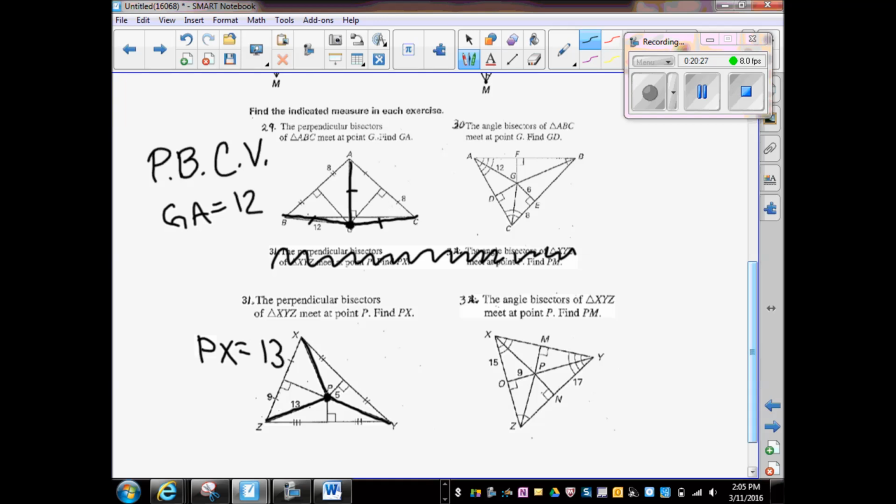Alright, now our other two problems, what are we dealing with? Angle bisectors. What is our point of concurrency for angle bisectors?